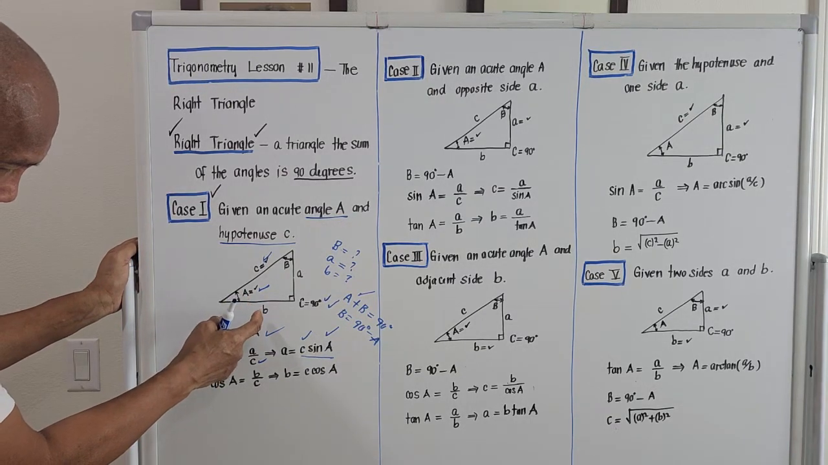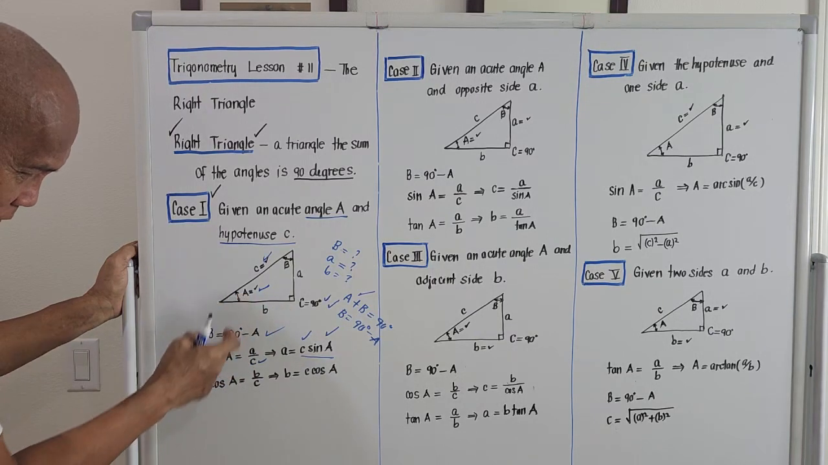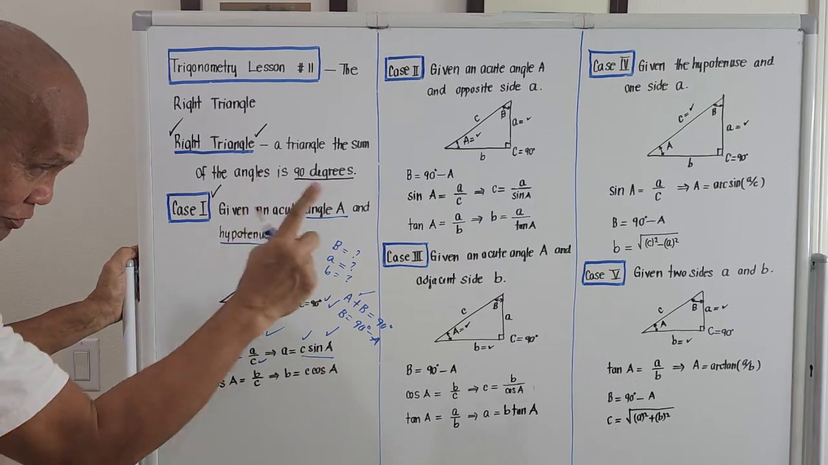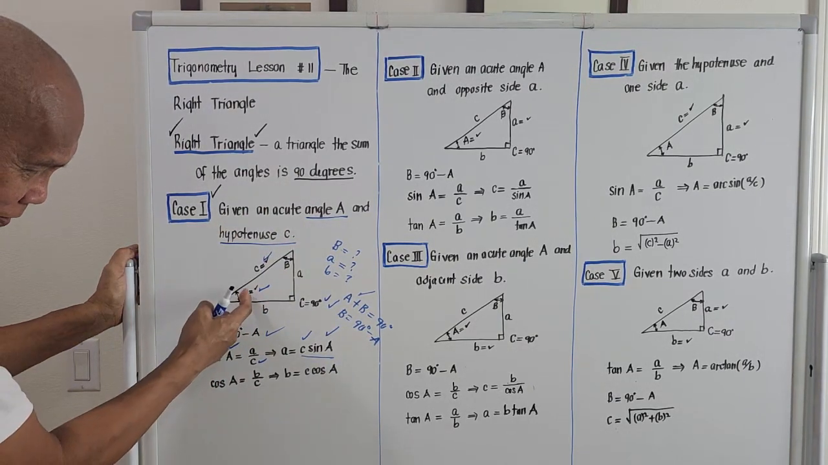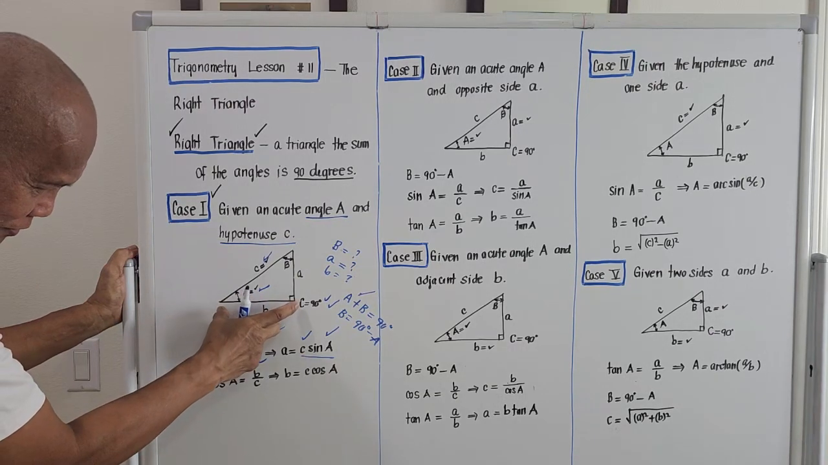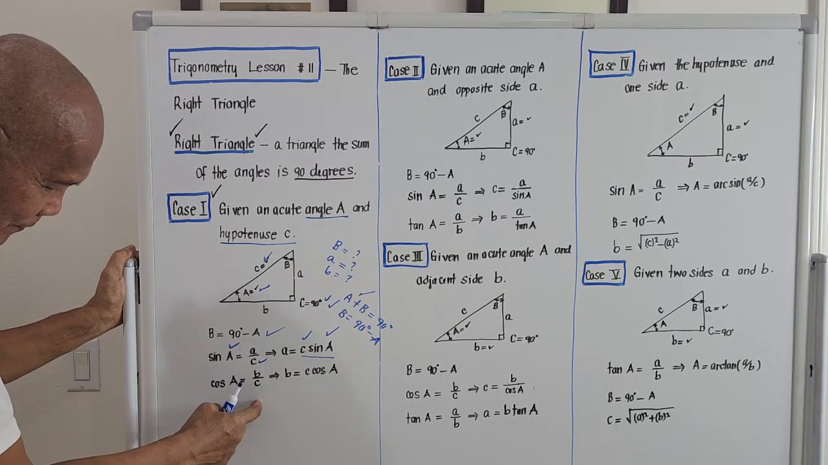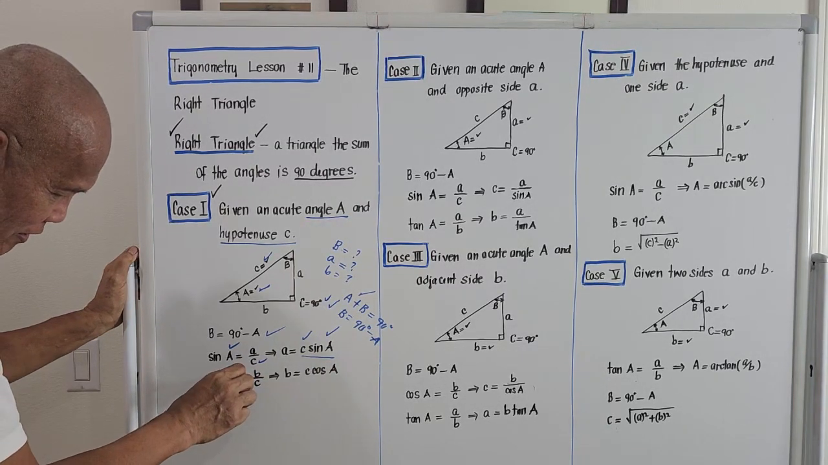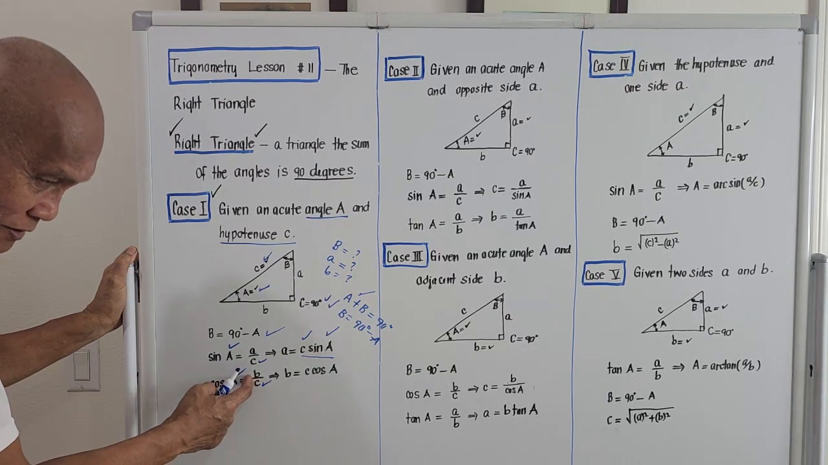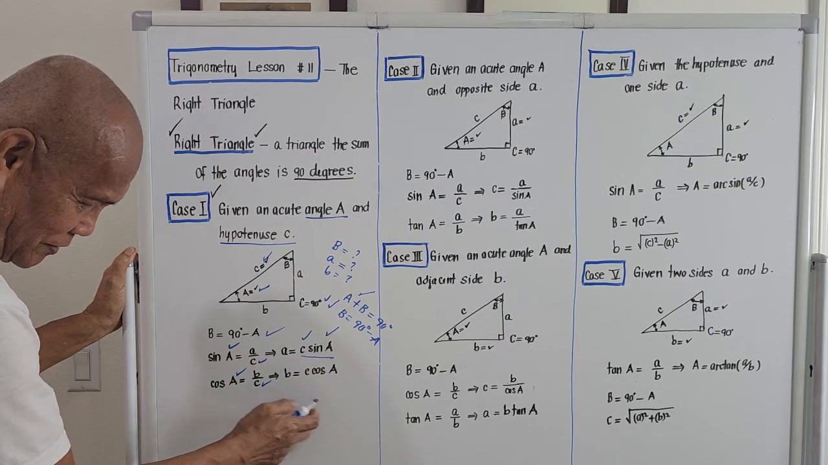Let's try to compute for side B, the adjacent side considering angle A. The relation of B with respect to C is cosine, right? Considering angle A, if we take the cosine of this angle A, it should be adjacent side B over hypotenuse. So this should be B over C. Angle A is given, hypotenuse is given, therefore adjacent side B should be equal to C times cosine of A, C cosine of A.